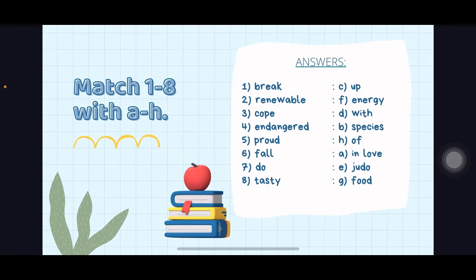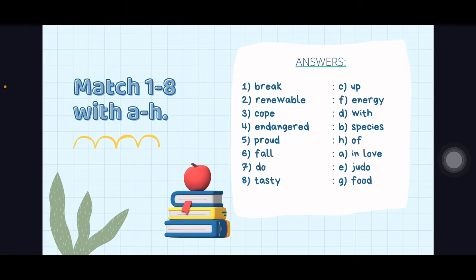Alright, it's time for us to discuss the answers. As you can see, for number 1, the word break is matched with the word up. So the full phrase is break up. For number 2, you need to match with F, which is the word energy. So the full phrase is renewable energy. For number 3, you need to match with D, which is with. Cope with. So the answer is cope with.